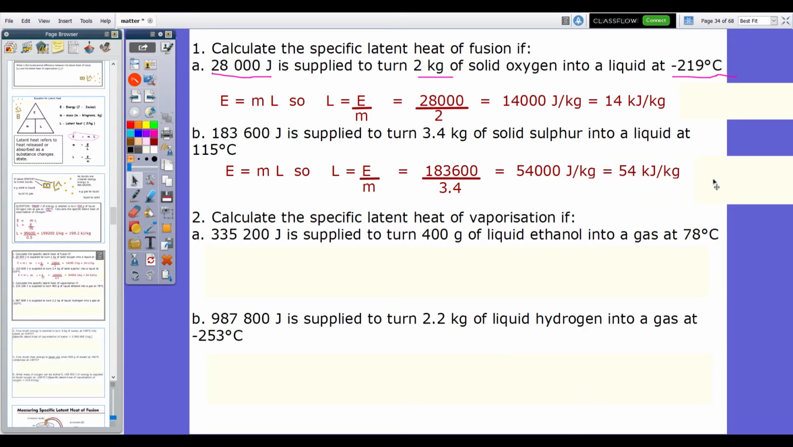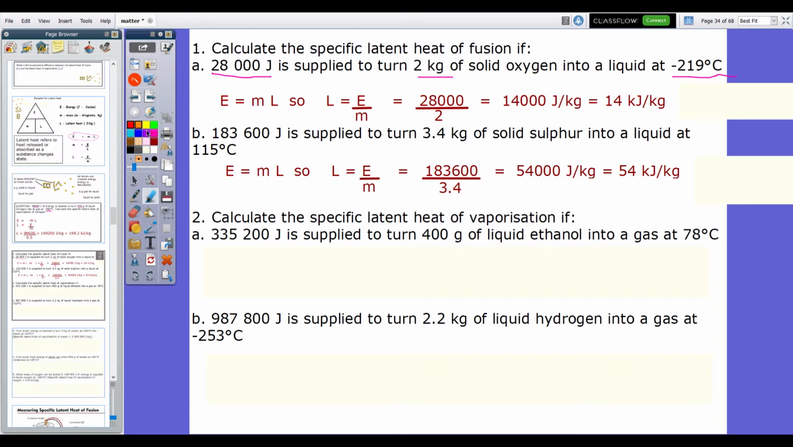54,000 joules per kilogram. 54 kilojoules required to convert every kilogram of solid sulfur into liquid sulfur. And that happens at 115 degrees C. That's its melting point.